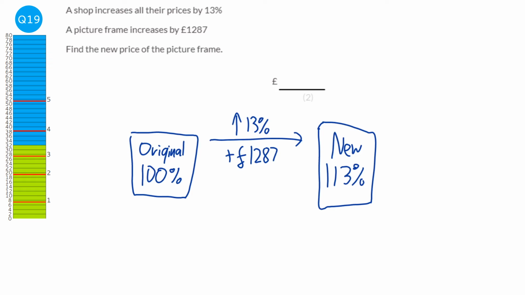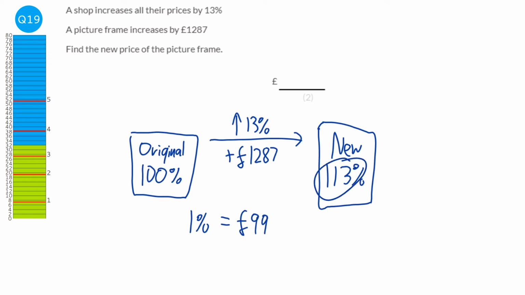So what we're going to do is work out what 1% of the price increase is. Instead of 13%, we're going to work out what 1% is. We do that by dividing the amount by 13, and we get 99. So 1% represents £99. So 1% of the original represents £99.